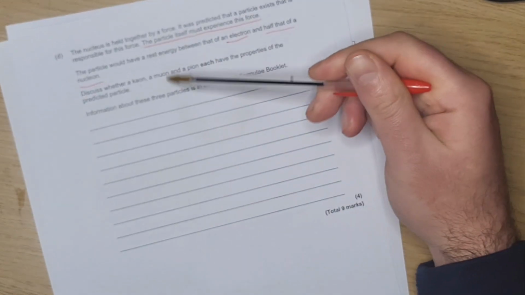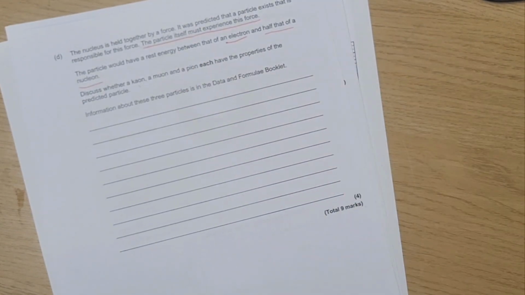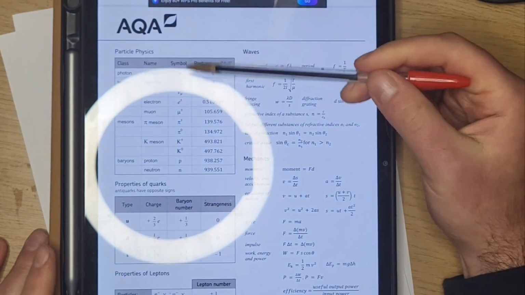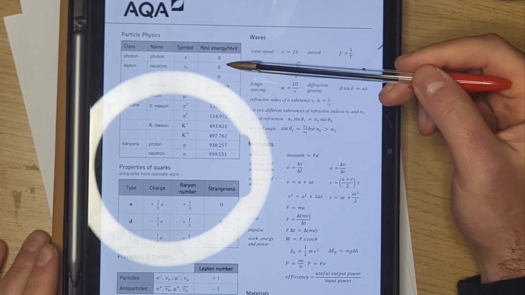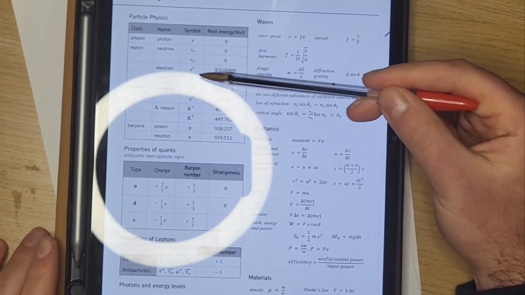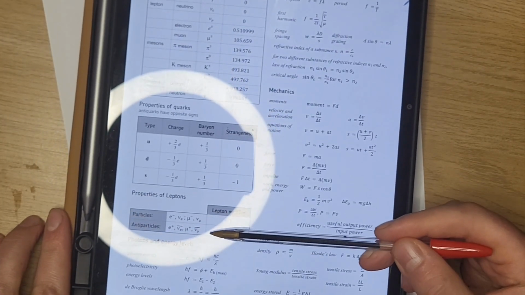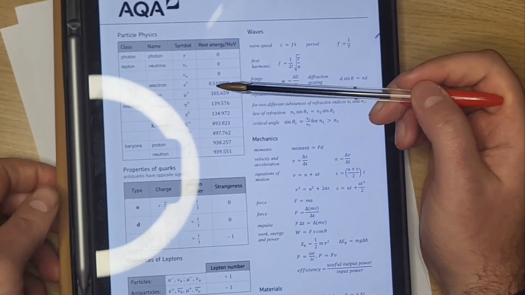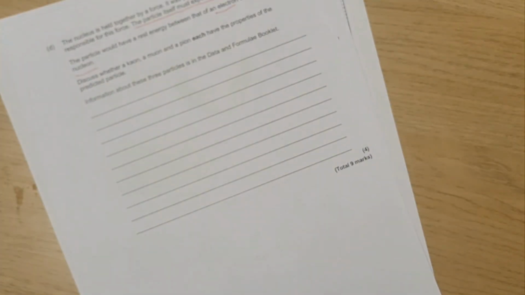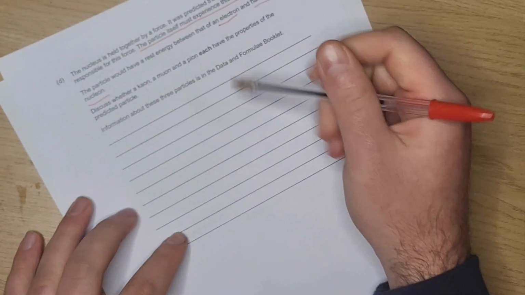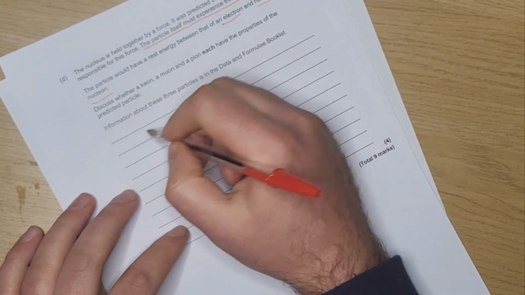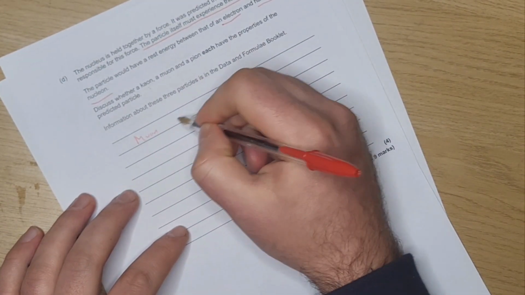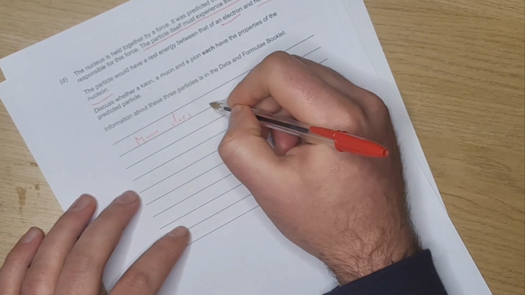So muon is a lepton, okay, and I can see that on my sheet over here. And again, if you forget what the symbols are, you have your particle physics list here with the rest energies, and you have the symbols, and you can look down at your lepton number and see those symbols. So muon here is going to be a lepton.